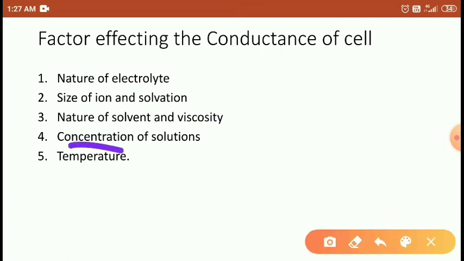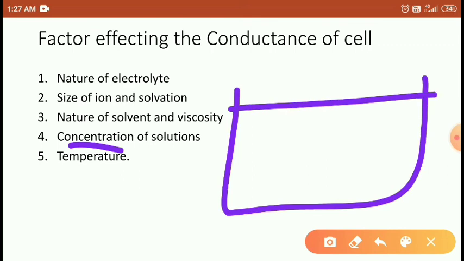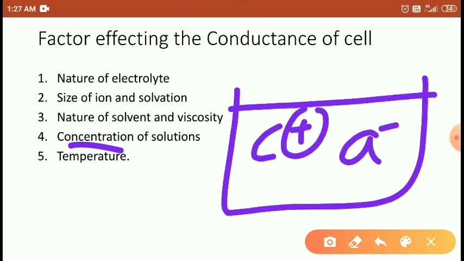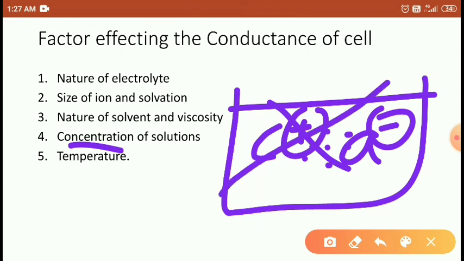concentration. If the cations and anions in the solution are showing attraction, it means the concentration is high. If concentration is high, it cannot conduct electricity well, because the ions are showing attraction with each other, so they cannot move to the respective electrodes.